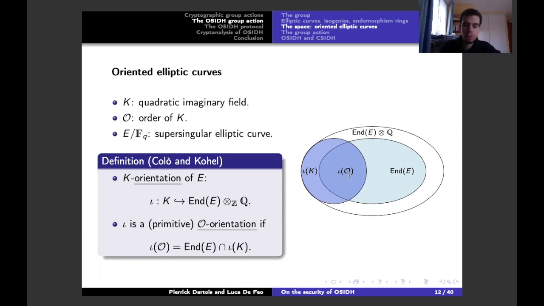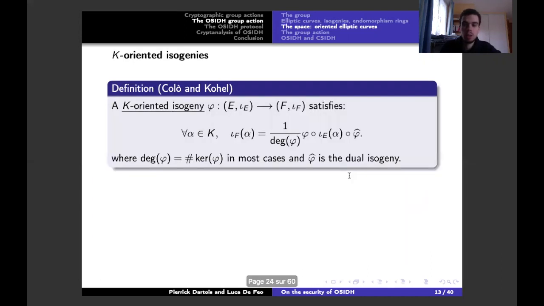Actually, the space of the OSIDH group action by the ideal class group of an order O will be the space of O-oriented supersingular elliptic curves. Now, as promised, I explain how isogenies appear in this group action. If we have two K-oriented elliptic curves E and F, a K-oriented isogeny between those curves is simply an isogeny respecting the orientation, meaning following the formula displayed here.